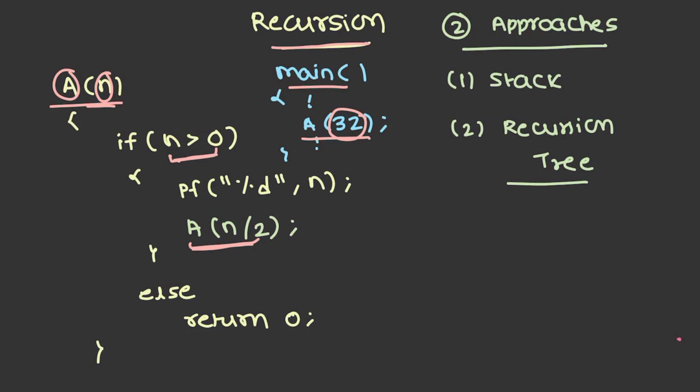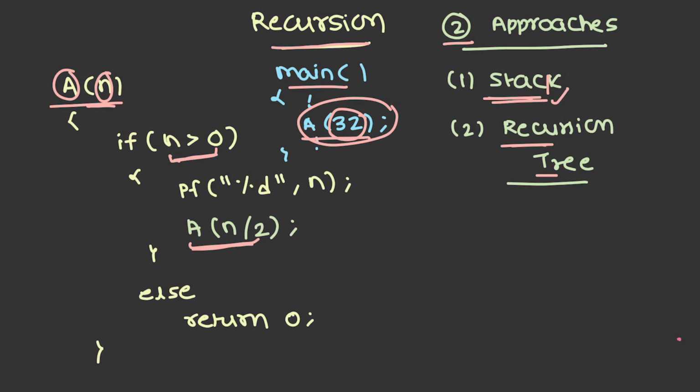We can actually trace this example with the help of two approaches. It can be solved with the help of a stack, or it can even be solved with the help of a recursion tree. We know that an activation record or stack frame will be pushed onto the stack whenever a function call is made. That is the general approach to solve any sort of problem.